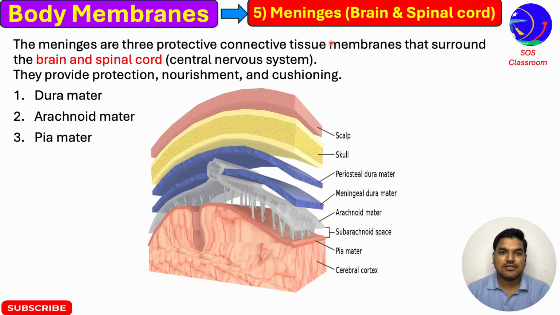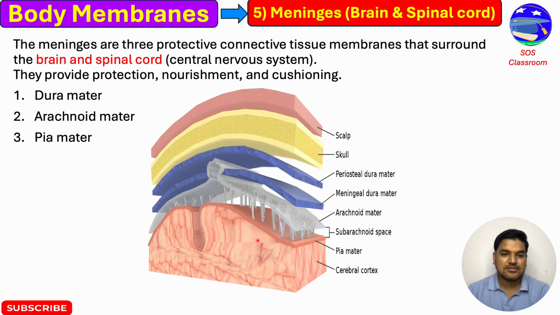Next, the fifth membrane is the meninges. Meninges cover the brain and spinal cord, and are mainly present in the central nervous system. It is a protective connective tissue membrane that surrounds the brain and spinal cord, and it has three layers. Dura mater, outside. Second is the arachnoid mater, and third is the pia mater.